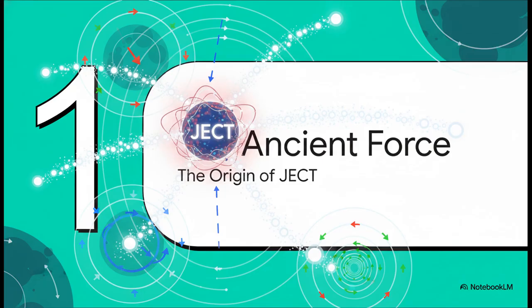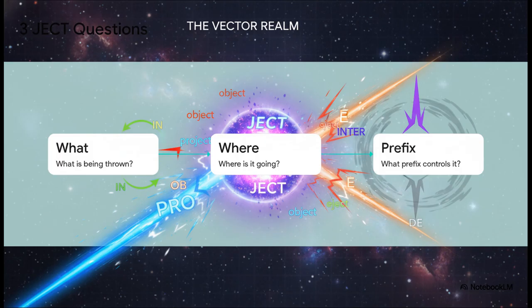All right, let's jump right into Section 1, the ancient force of ject. Here's the core rule. Ject never works alone. To decode its movement, you've got to ask three vital questions. First, what is being thrown? Second, where is it going? And third, what prefix is controlling that direction? You see, ject gives us the raw force, but a force without a direction is basically just an explosion, right? It absolutely needs something to guide it.